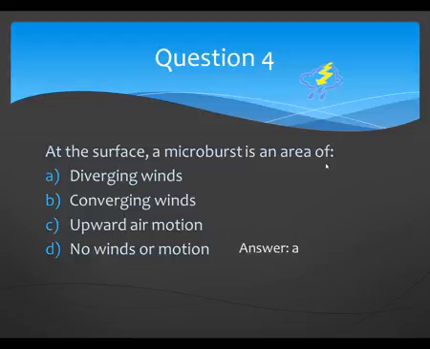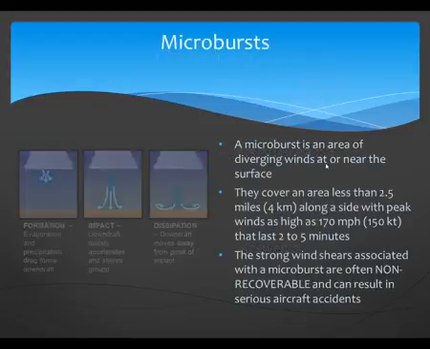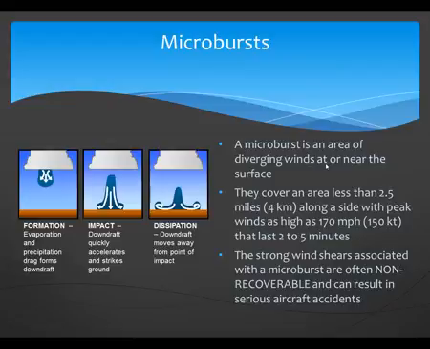And the answer is A, diverging winds. A microburst is an area of diverging winds at or near the surface. It starts out as a downdraft, which quickly accelerates and strikes the ground, and the downdraft moves away from the point of impact. These cover an area less than 2.5 miles along a side, with a peak wind as high as 170 miles per hour or 150 knots that lasts 2 to 5 minutes.